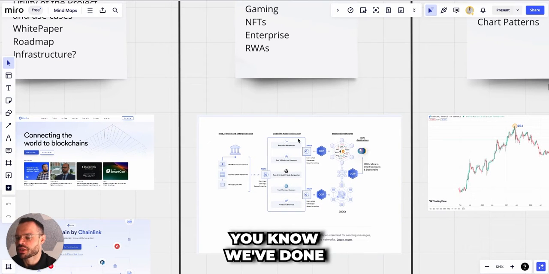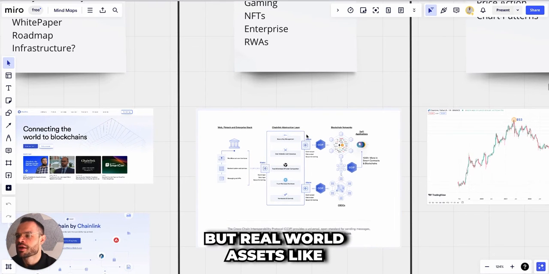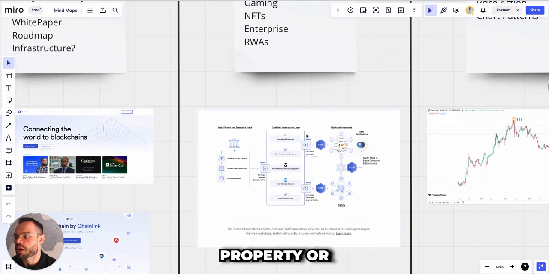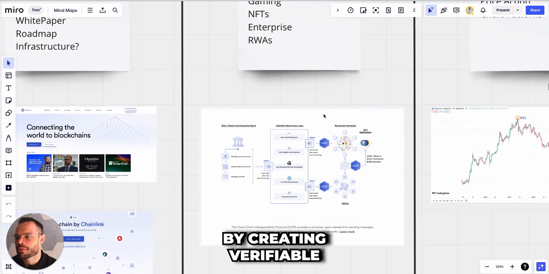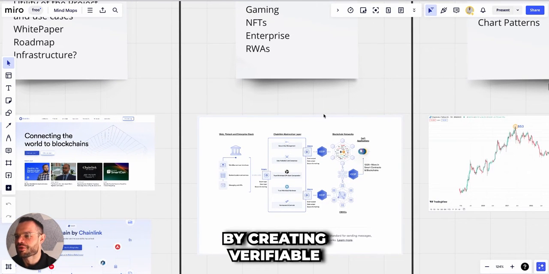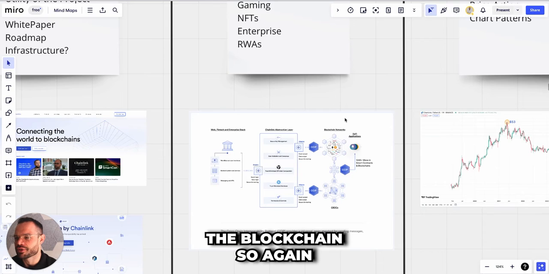So, we've done other videos about real-world assets on the channel that you can check out, but real-world assets like property or art and tokenizing those assets on the blockchain, that is exactly what Chainlink is seeking to do by creating verifiable transactions for those real-world assets on the blockchain.